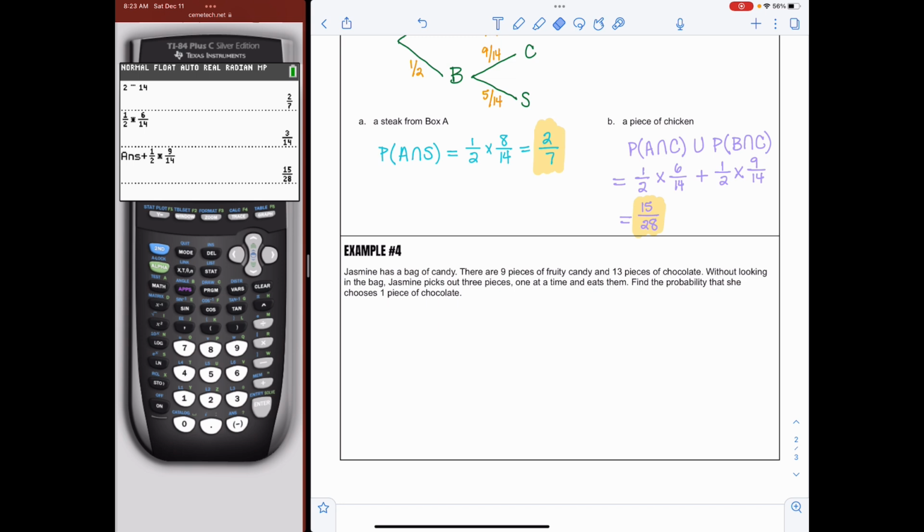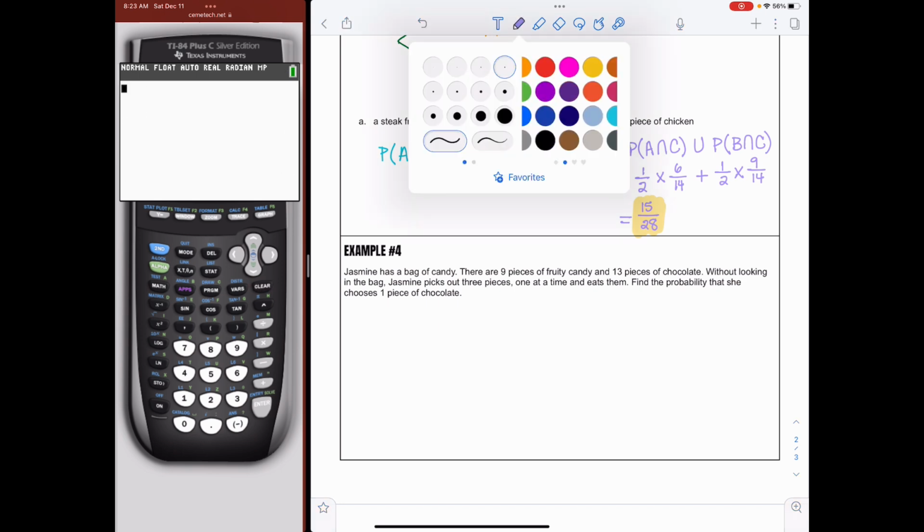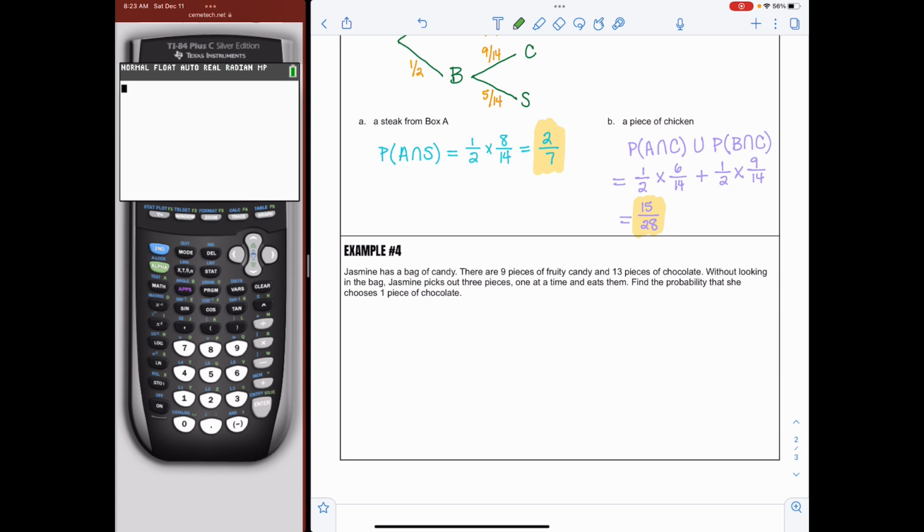Last but not least, example 4. Example 4 states that Jasmine has a bag of candy. There are 9 pieces of fruity candy and 13 pieces of chocolate. Without looking in the bag, she picks out 3 pieces, one at a time, and eats them. Find the probability that she chooses a piece of chocolate. Okay, so we're going to do a tree diagram for this one.